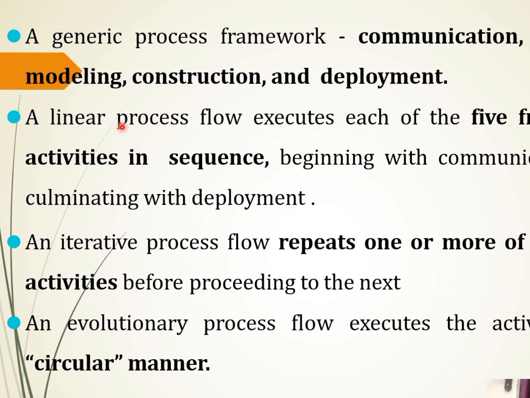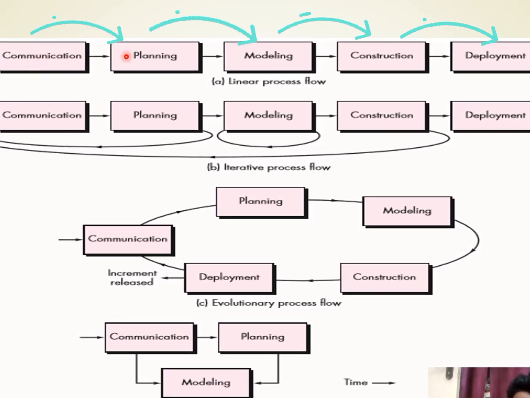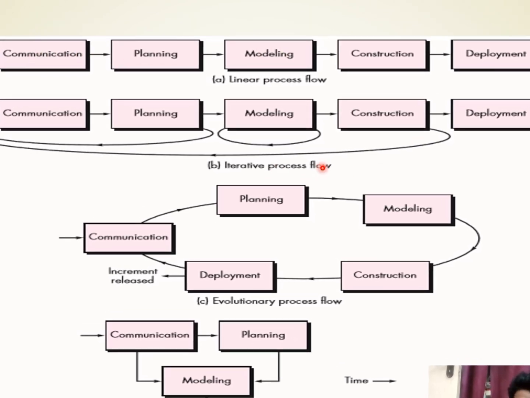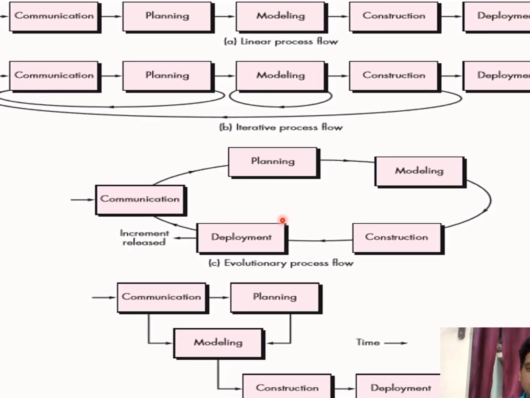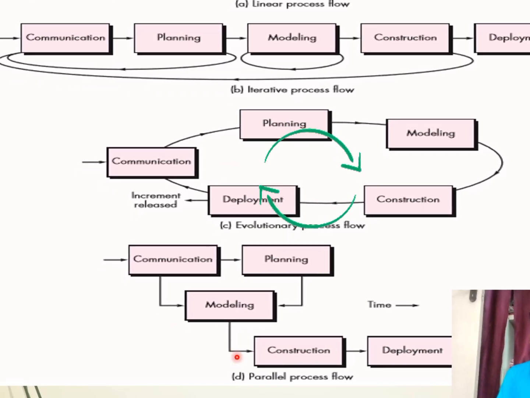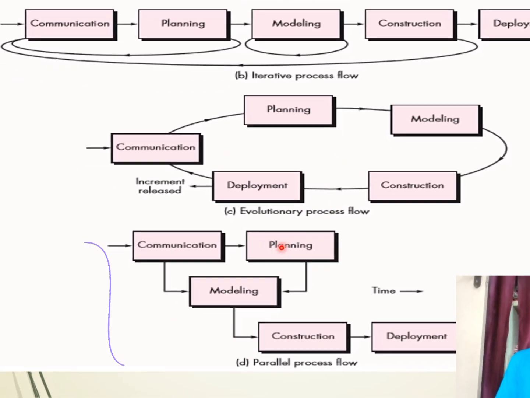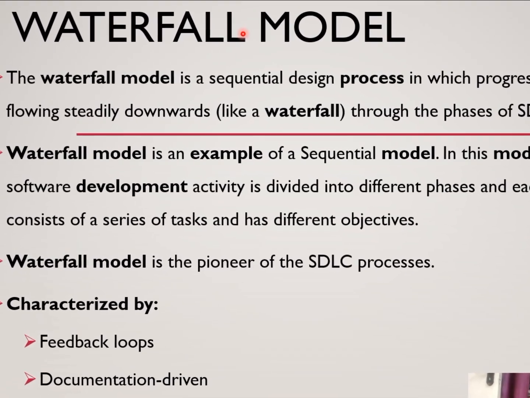The first type of process flow is linear process flow. The second method is iterative process flow. The third process flow is evolutionary process flow. You can easily understand. This is a linear process flow, so every phase happens one by one. In an iterative process flow, one or more processes will be repeated. The evolutionary process flow happens in a circular manner. In a parallel process flow, you can see that communication and planning happen simultaneously and then provide the output.